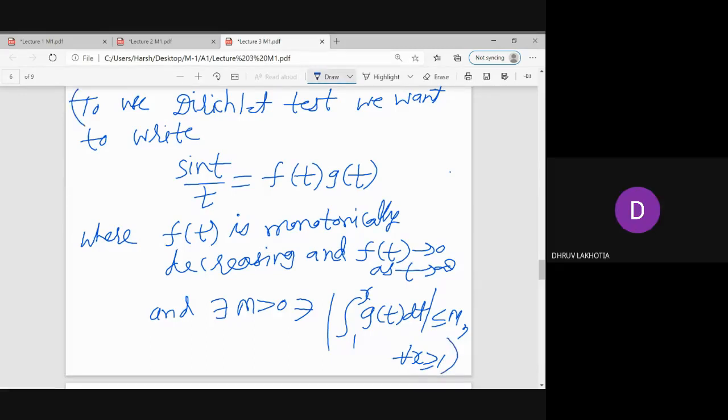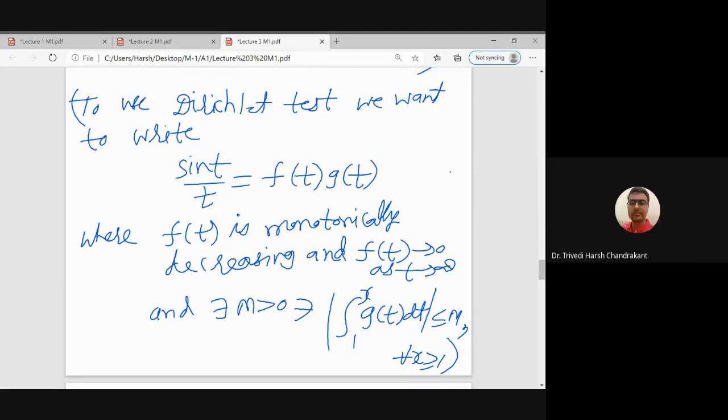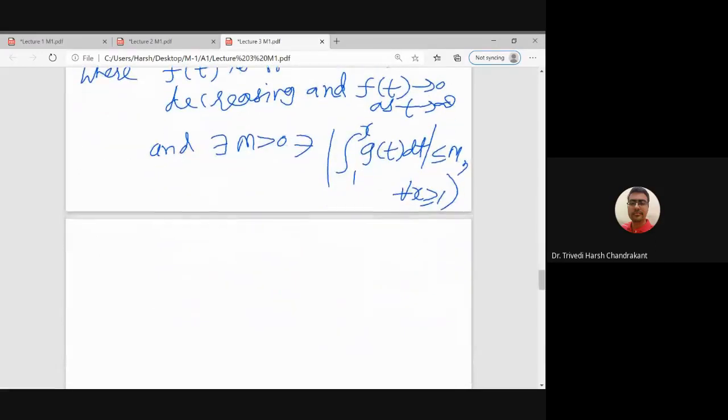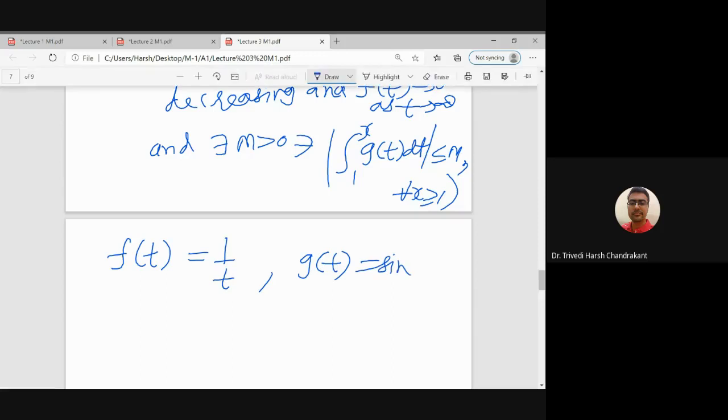Sir, f(t) would be 1 by t. Right, so 1 by t approaches 0 as t tends to infinity. So that is the choice. And for the other function, g(t) will be sin t. Right. So let us try that. It is easy to observe that we'll take f(t) equal to 1 upon t and g(t) is equal to sin t.